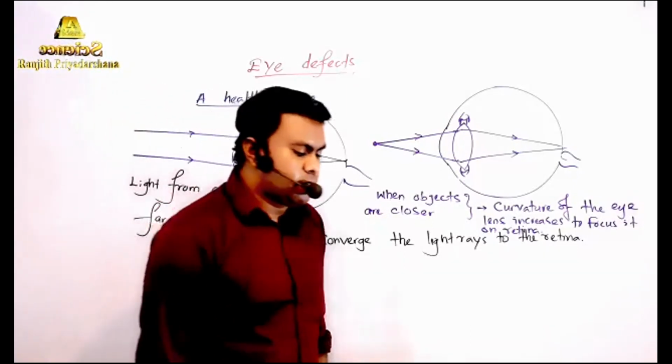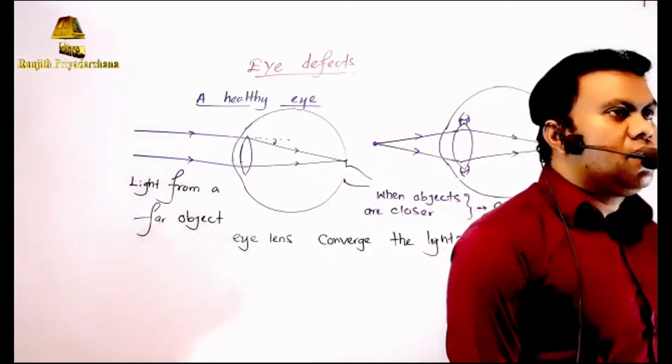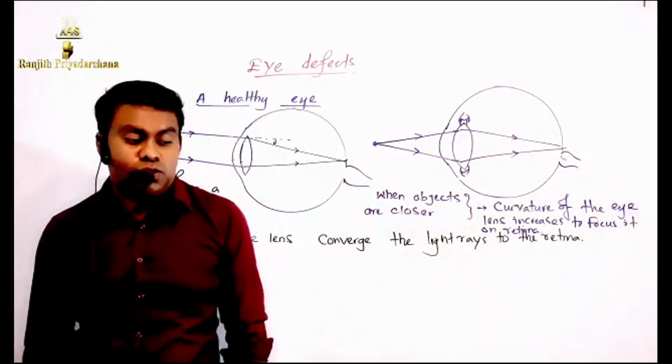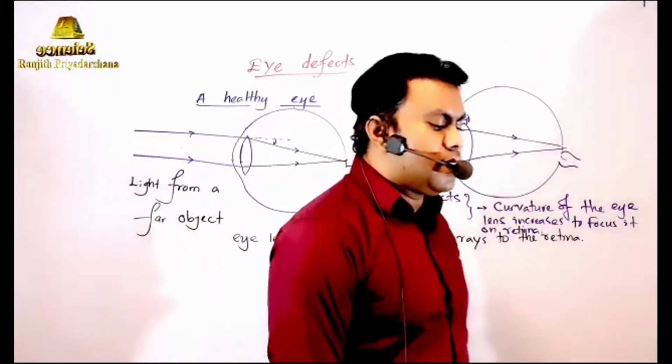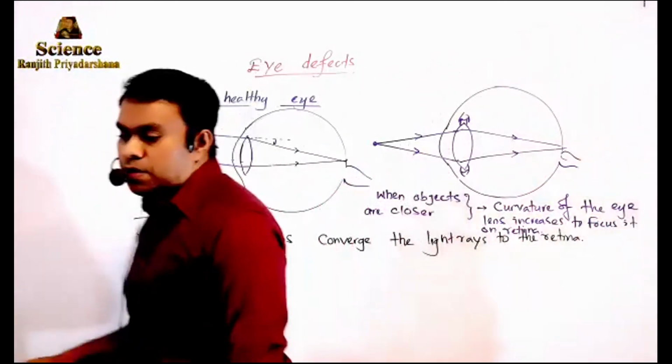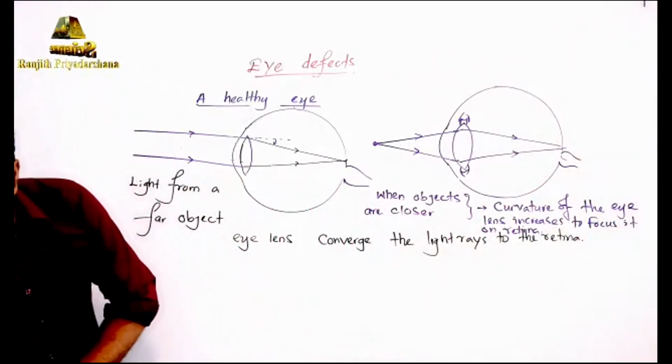There are two types of defects. So long-sightedness and short-sightedness. Likewise, there are two types of eye defects. Okay, now take this down.